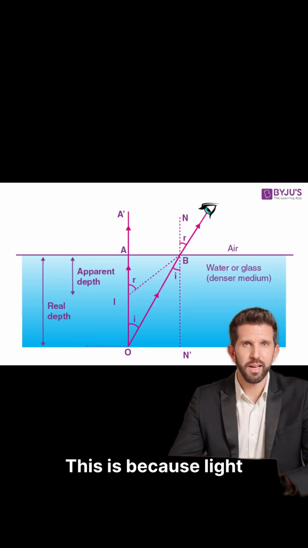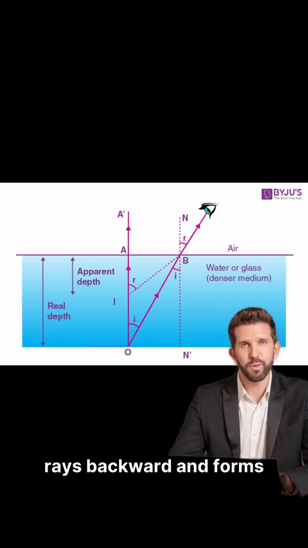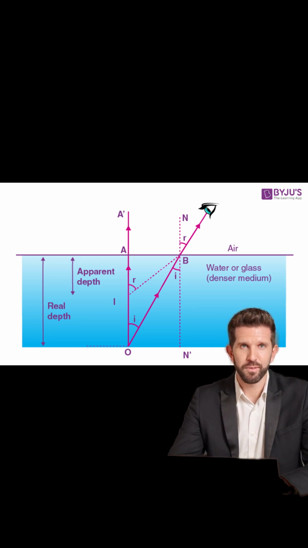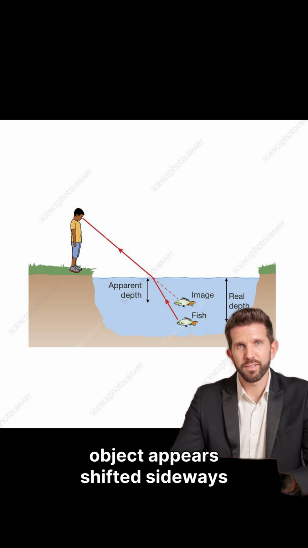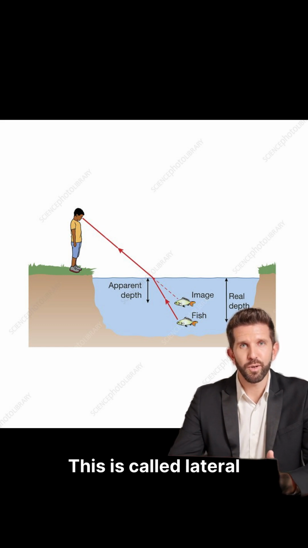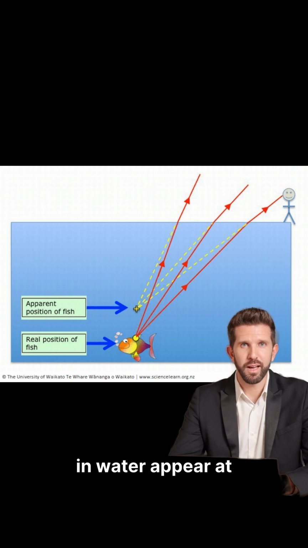This is because light bends away from the normal when it moves from water to air. Our brain traces the rays backward and forms an image at a shallower depth. Now if you look from the side, the object appears shifted sideways as well. This is called lateral shift. This explains why fish in water appear at a different position when observed from land.